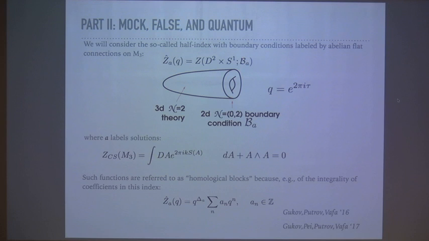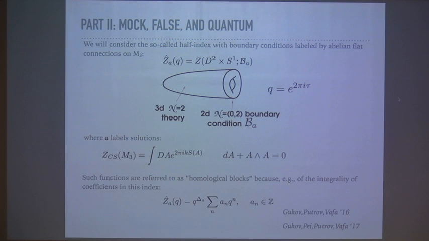And again, I'd like to discuss a particular index of the type that was discussed in Natalie Paquette's talk, a so-called half index. And it's an index of the three-dimensional N=2 theory on the manifold, the disk times the circle, so D2 times S1. And this manifold has a boundary, a two-dimensional boundary, so one has to specify boundary conditions in defining this index. And we'll specify a particular kind of two-dimensional N=(0,2) boundary condition. And it turns out there are special boundary conditions labeled by abelian flat connections on the three-manifold M3.